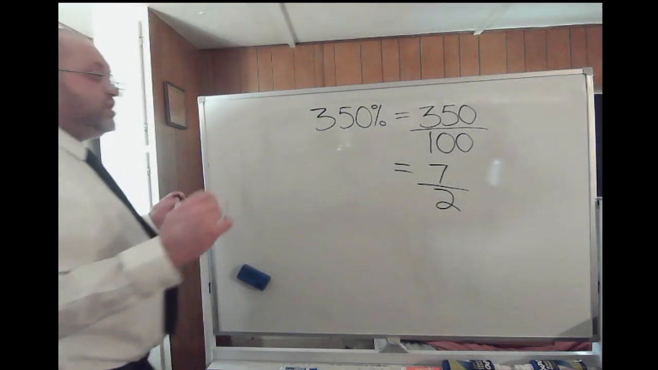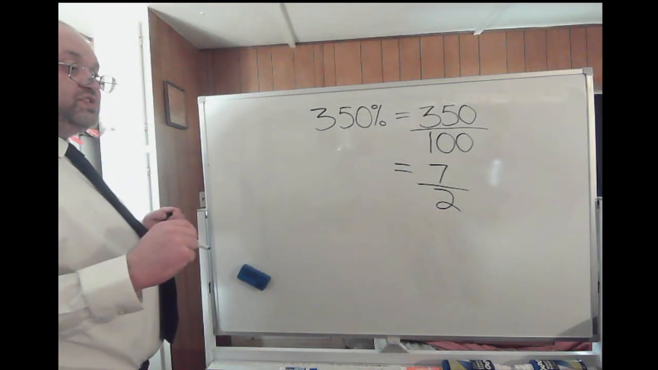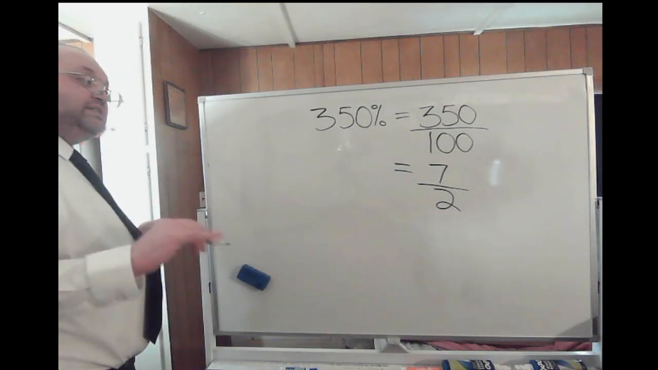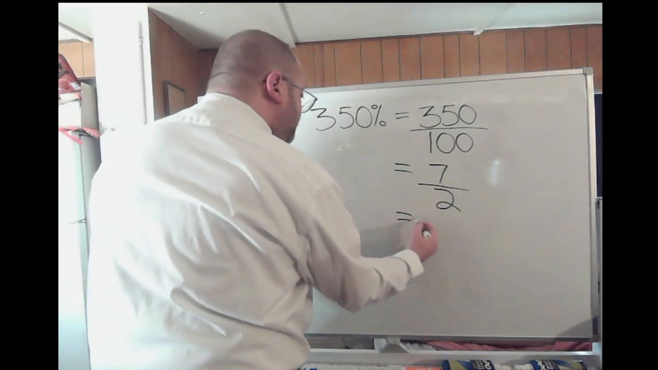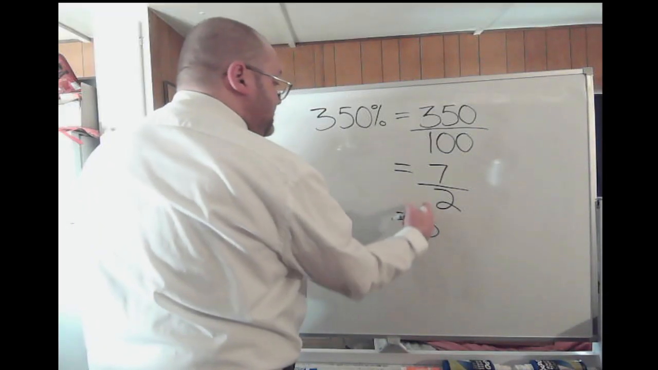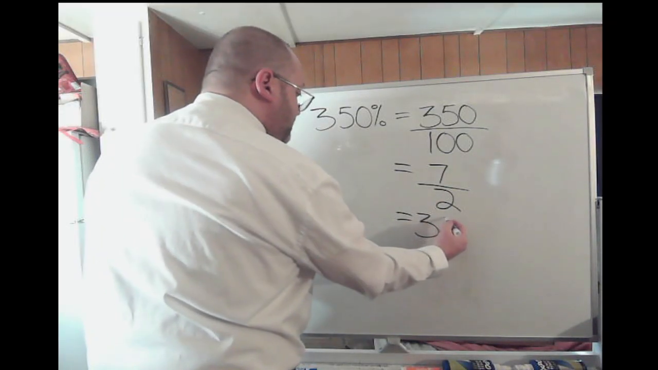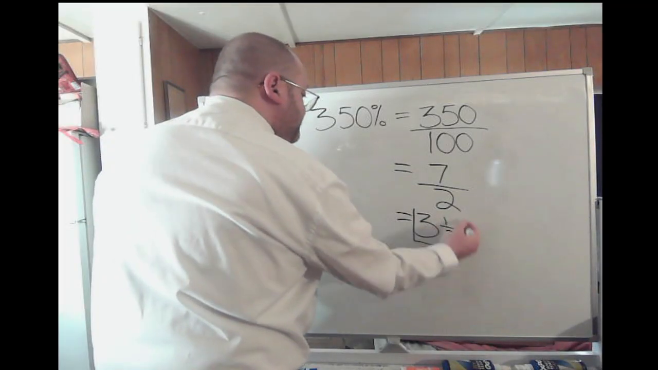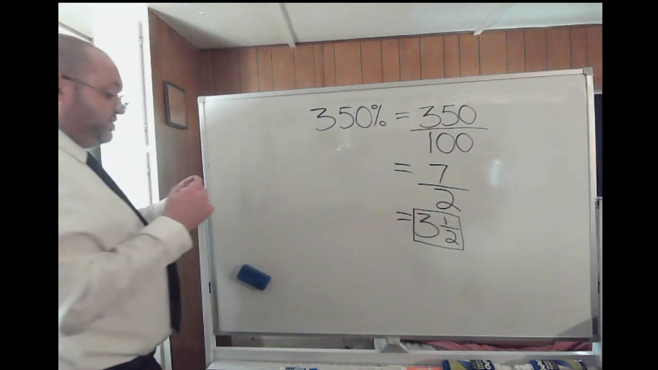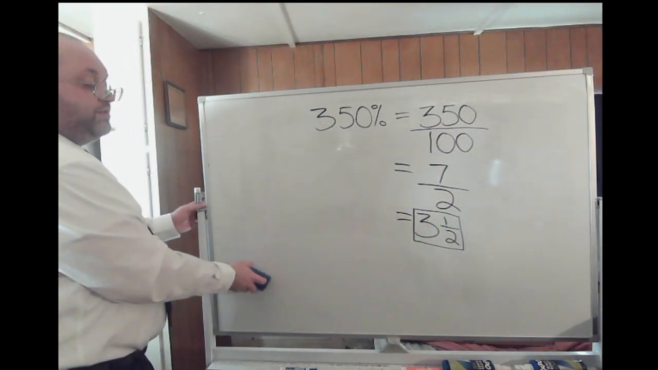So you have the improper fraction of 7 halves, but we want to convert this to a mixed number. So how many times does 2 go into 7? Well, it goes in 3 times. 3 times 2 is 6, so 7 is 1 left over. The answer is going to be 3 and 1/2. You would get the mixed number of 3 and 1/2. That would be 350%.